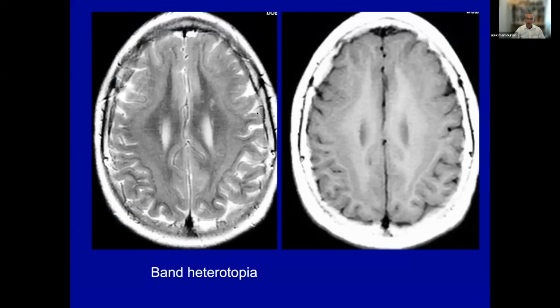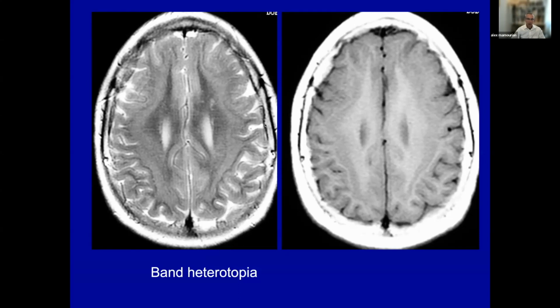Now, this is a more difficult diagnosis here, and it requires you sort of having a good understanding of what the scans should look like. But in this case, you'll notice that there seems to be the signal of white matter, and then this band of tissue that lies in between.